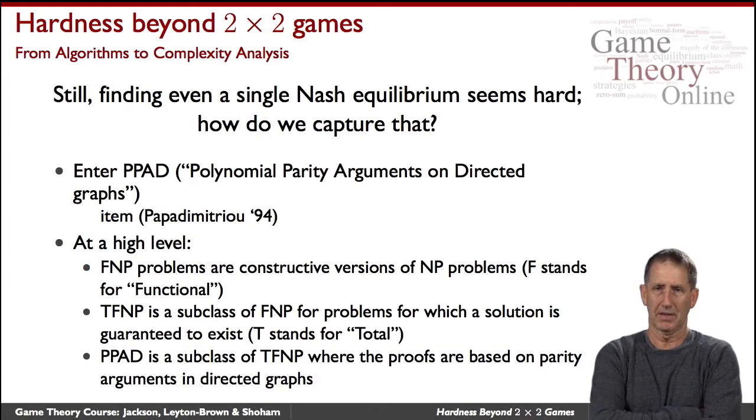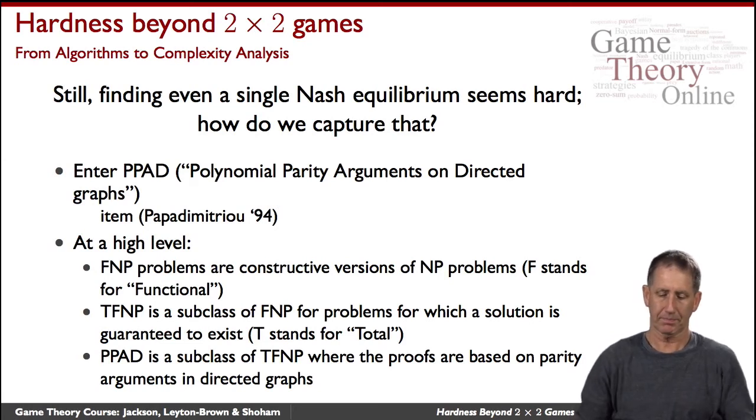So we've seen the algorithms. People have tried very hard to find algorithms computing a sample Nash equilibrium, and it does seem hard. The question is, can we somehow capture that formally within the complexity hierarchy? And for that, we need to introduce some new concepts.